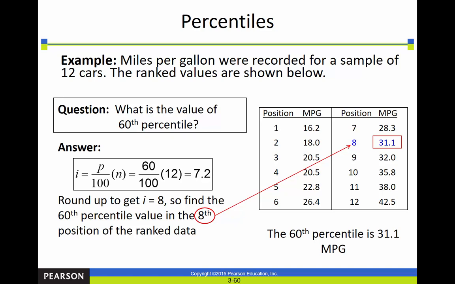So here's an example of percentiles. They recorded MPG, miles per gallon, for 12 cars. They ranked them in order. And then the question is, which value is the 60th percentile? If I take p and make that 60, that's my percentile of interest, divided by 100, multiplied by 12, I get 7.2. Then it tells us to round up to get the next index point. So the 8th position, the data point in 8th order, becomes my 60th percentile, 31.1 miles per gallon.